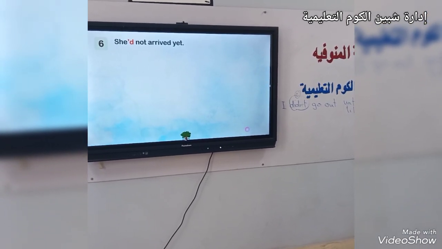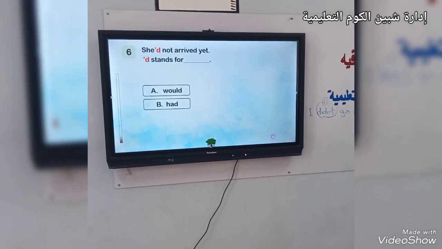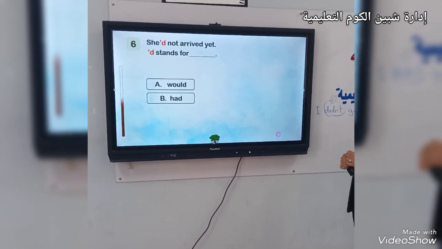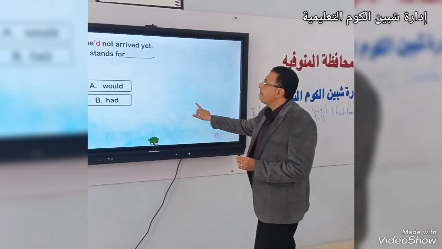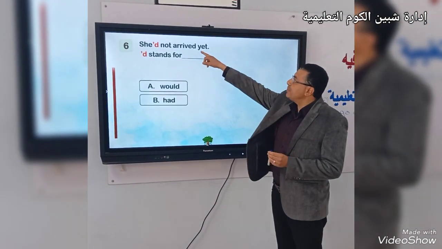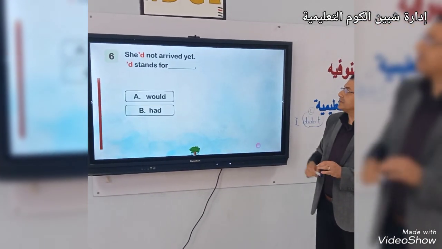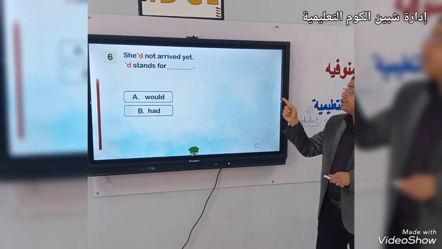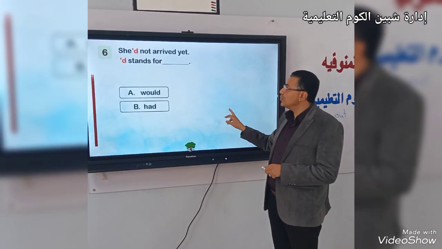Number 6. Look at this. She would not arrive yet, or she had arrived yet. Apostrophe D stands for would or had. If it is followed by past perfect, it will be had. If apostrophe D is followed by had with V3, it will be had, not would.